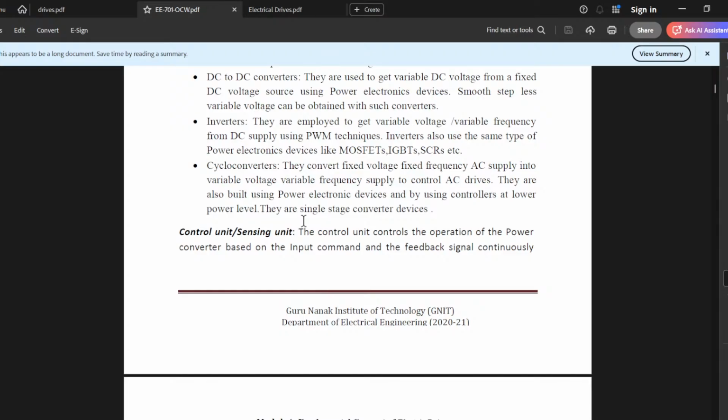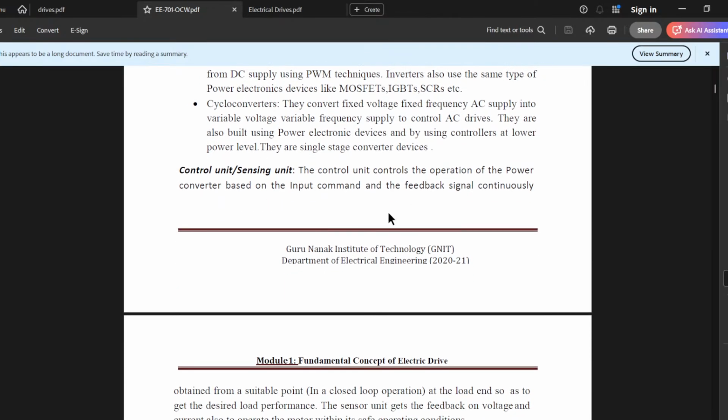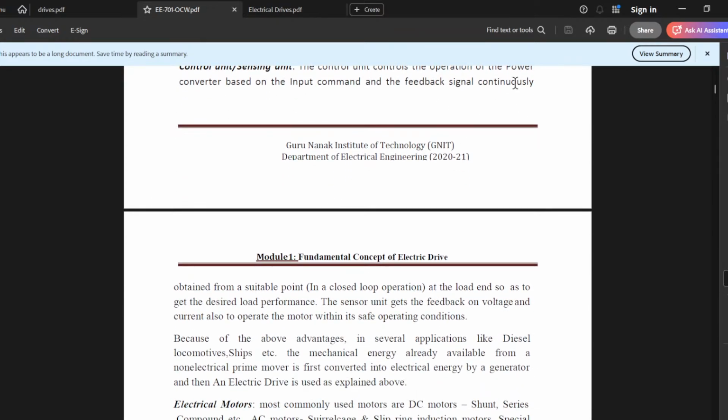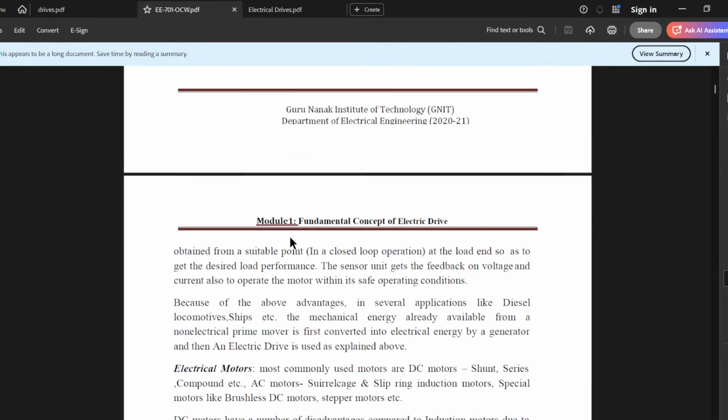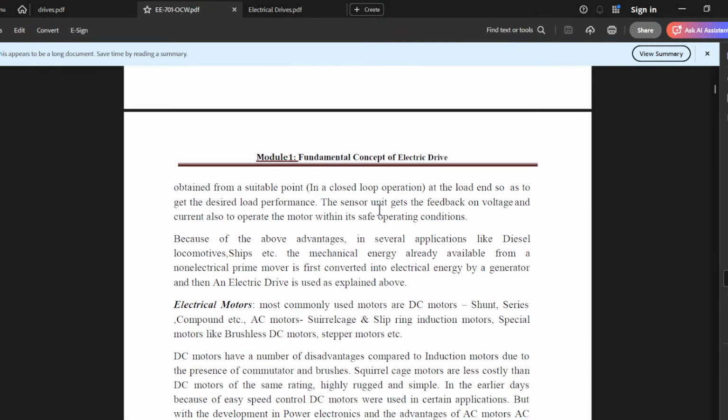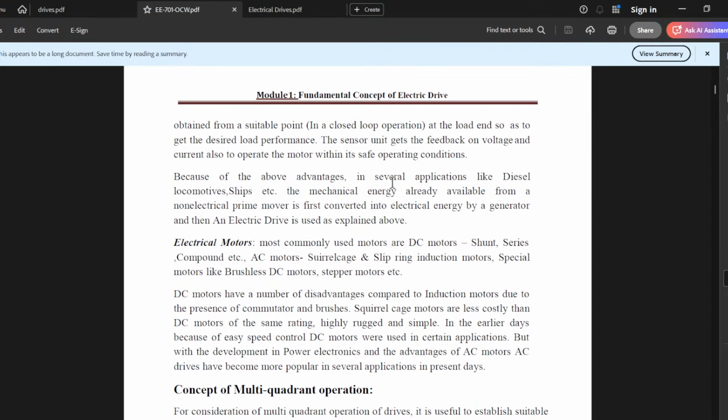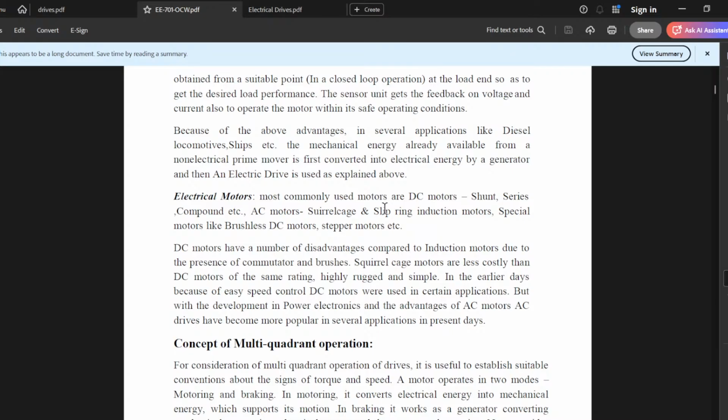Next, we have the control unit or the sensing unit. Both work together. The control unit controls the operation of the power converter based on the input command and the feedback signal continuously obtained from a suitable point in the closed loop. Closed loop basically means the loop is closed using the feedback unit. At the load, so as to get the desired load performance, the sensor unit gets feedback on voltage and current also to operate the motor within the safe operating conditions.